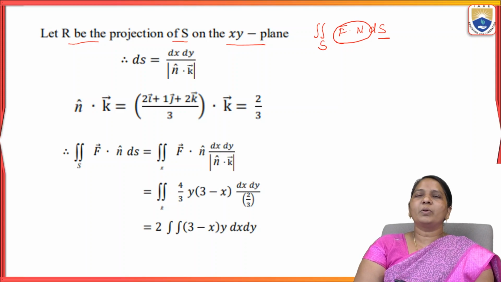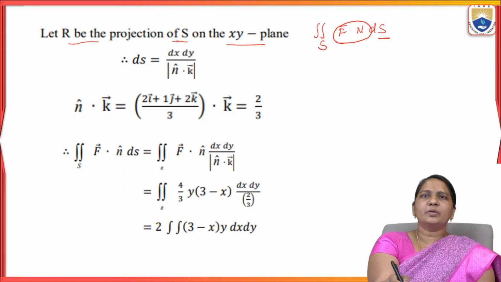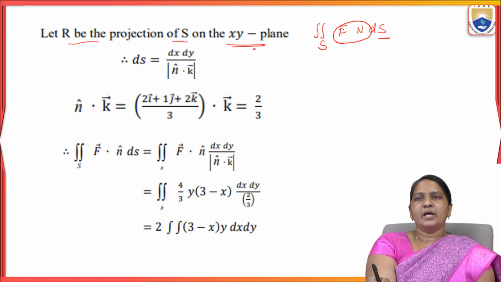So based on the problem, we have to decide about the plane. I hope you understand about the projection. Let R be the projection of S on the xy plane. Here I am taking the xy plane. If I take the xy plane, what is the formula for dS? dS equals dx dy by |n·k|.